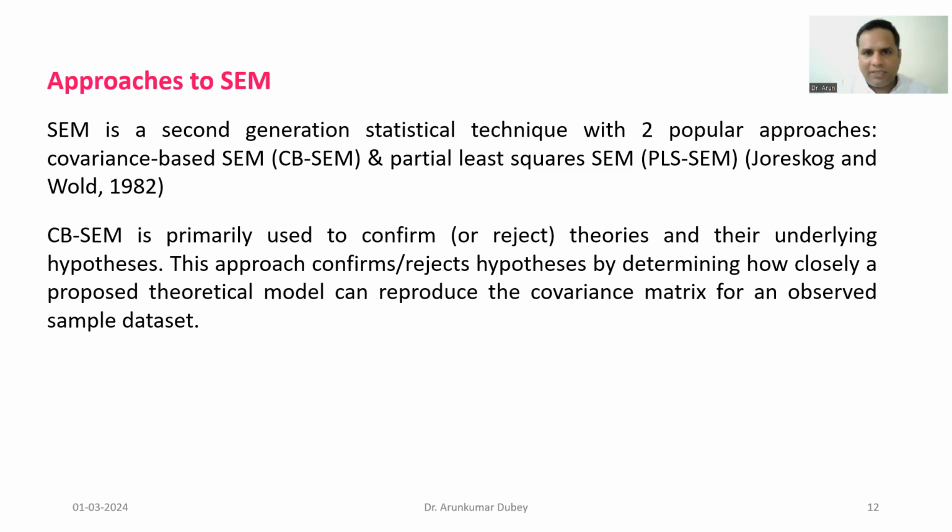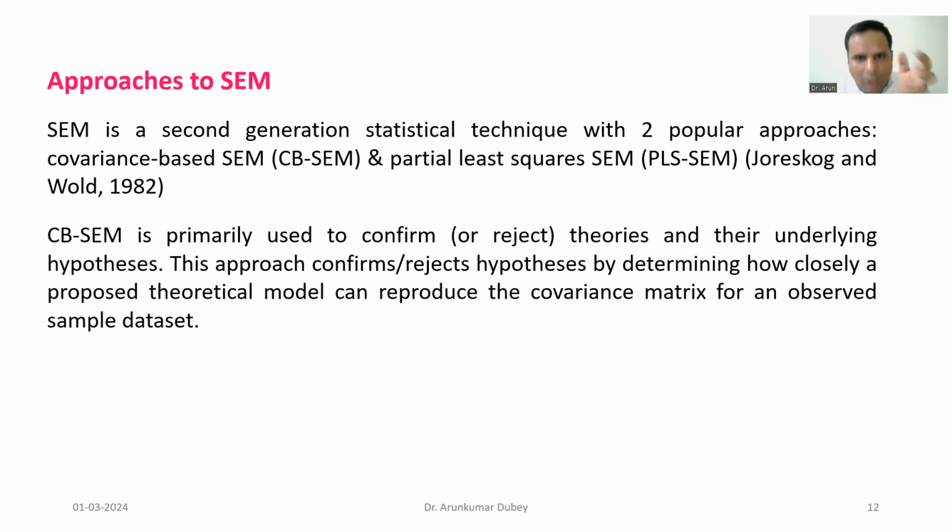Whenever you use CB-SEM, the first step is to specify a model. You draw a model, let's say a mediation model: A leads to B and B leads to C, so there is a direct effect and an indirect effect. Whenever you specify a model in CB-SEM, it considers that to be a true model. Then it uses a data set and creates a covariance matrix. So essentially, what CB-SEM does is consider the model you have specified to be the true model, and second, it uses your data set and then tries to compare two covariance matrices.